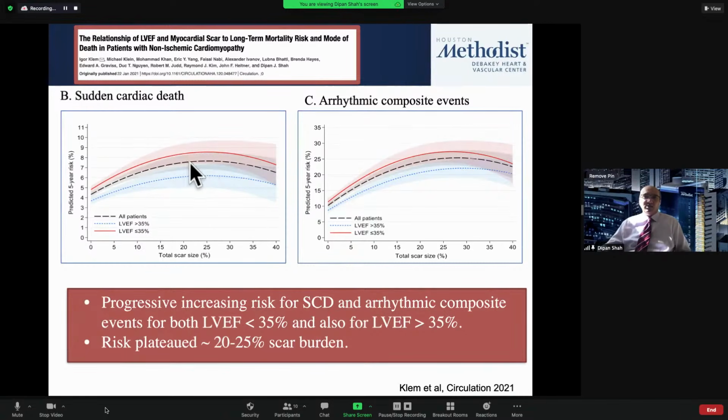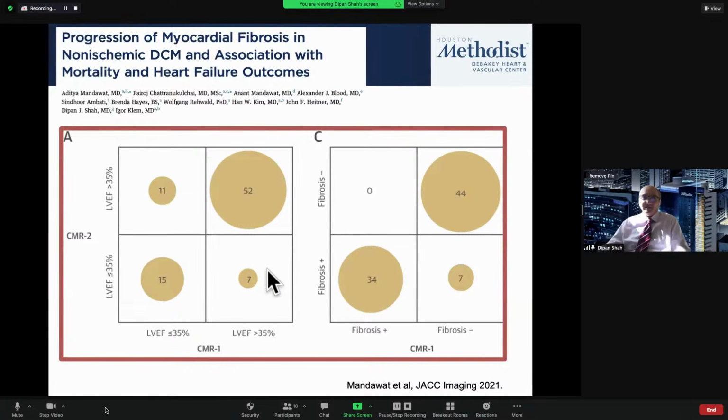And also, it seems that about 20 to 25% scar burden is when the arrhythmic composite events and sudden death risk seem to plateau. So that seems to be a threshold at which, below that threshold, every incremental increase in scar burden was associated with an incremental increase in arrhythmic risk.